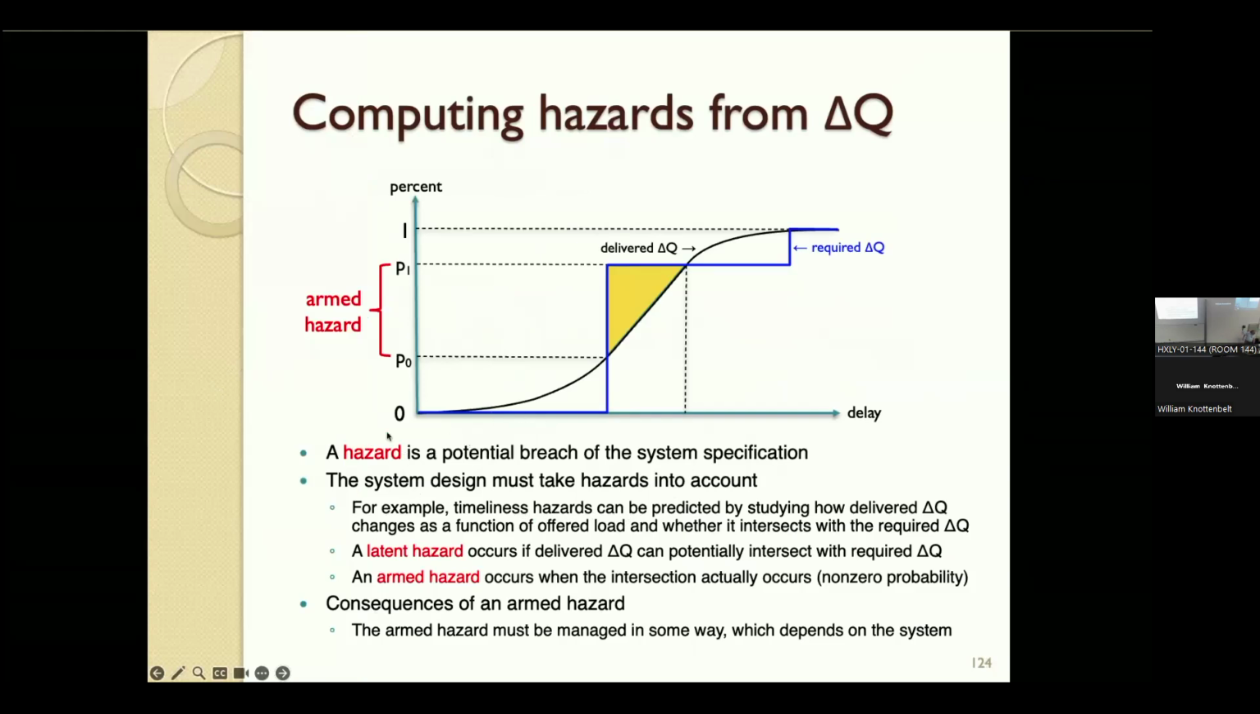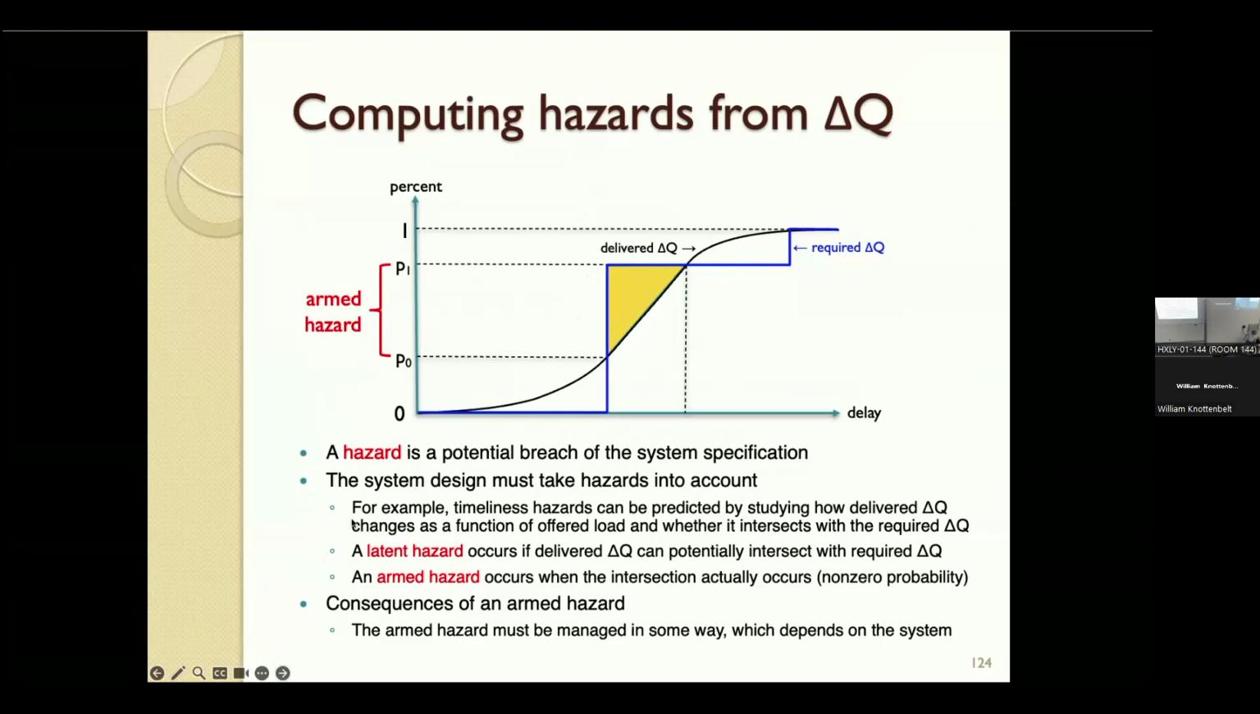So for example, here we have a delivered delta Q, and here we have the required one in blue. It's the same diagram as you saw before, but here they intersect now. So there's some probability that the required delta Q is not respected, okay? That's called an armed hazard. If the hazard has a non-zero probability of happening, it's armed. So then things are starting to get dangerous.